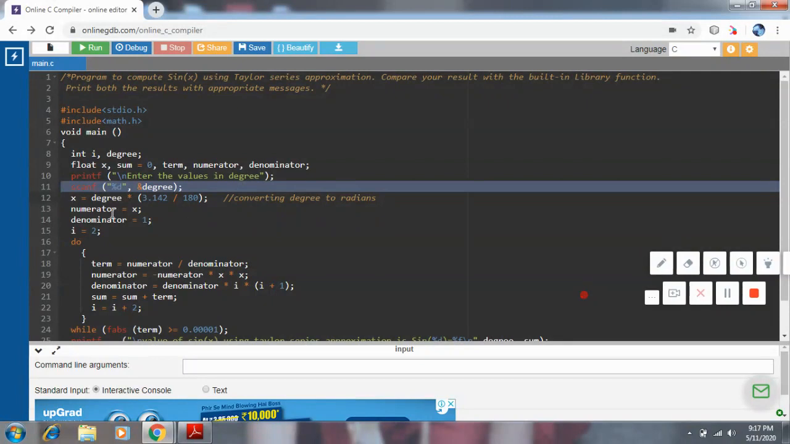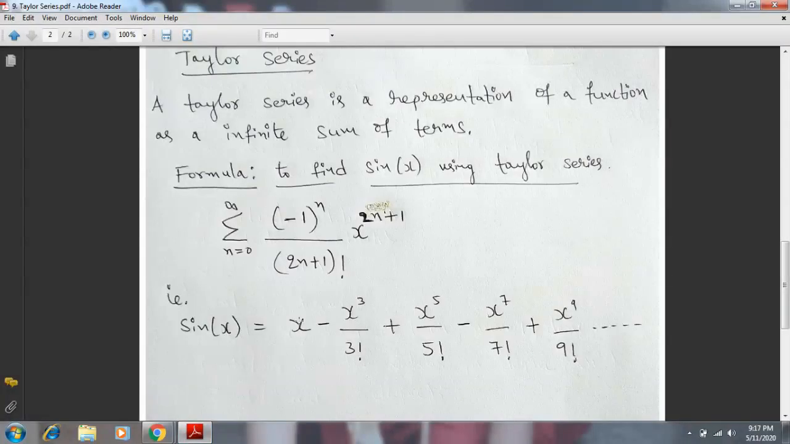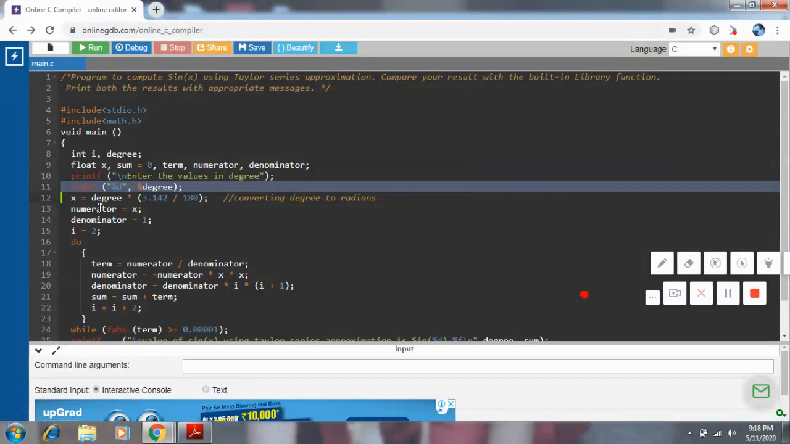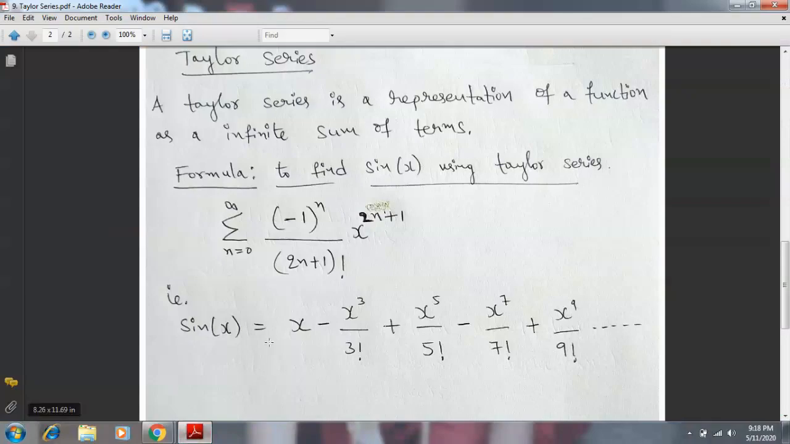So I'm assigning x to numerator and 1 to denominator. That is our first term, x to the power 1 by 1 factorial. So numerator equals x, denominator equals 1. I am assigning 2 to i because we already have the numerator and denominator calculated for the first term. So I have to find from the second term onwards.